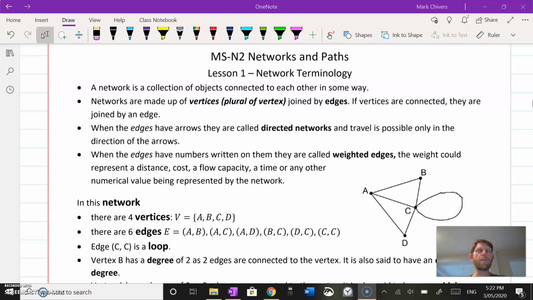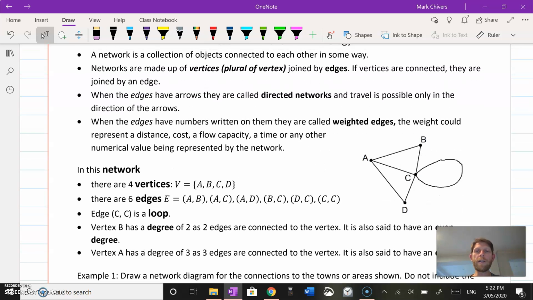So if you think about particularly social media, you've got friends, and those friends have friends, and they might not be the same friends that you have, and then those friends of those friends have further friends. And so these are sorts of things that we can follow and graph using network theory. So at its most basic, a network is made up of vertices and edges.